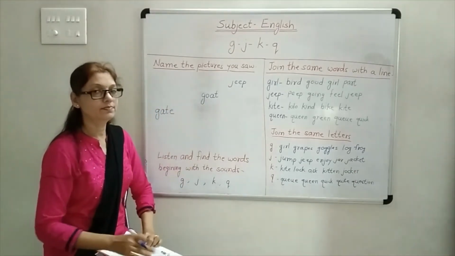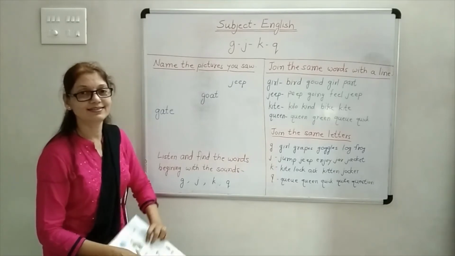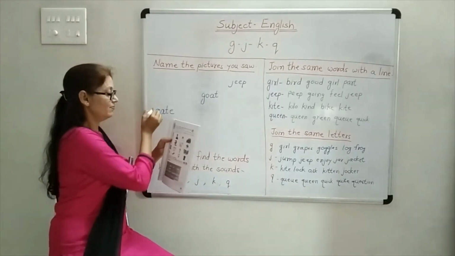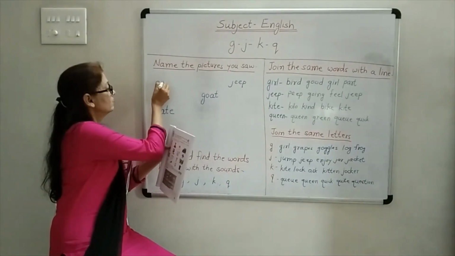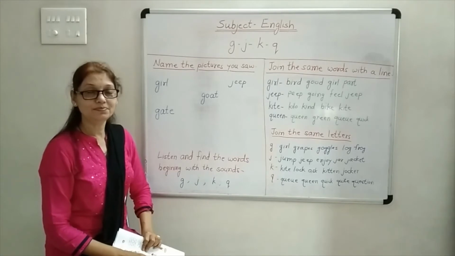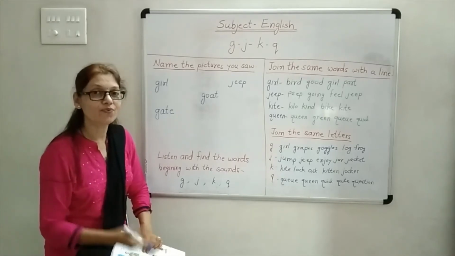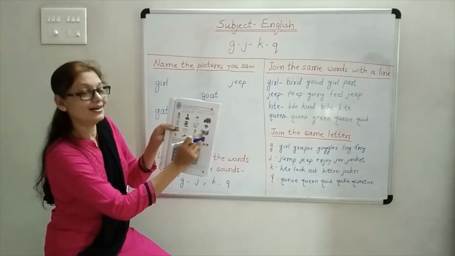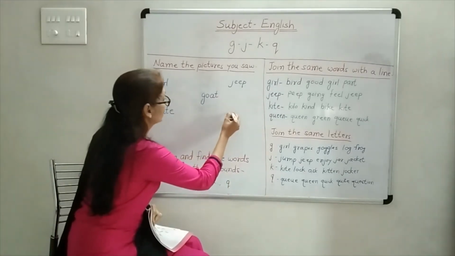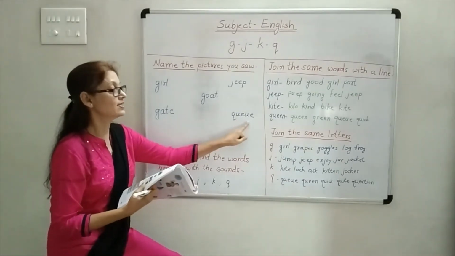Now I'll say girl. Where is a girl? Yes, this is a girl. Now I'll say Q. Find Q in your book. Where is Q? Yes, this is a Q. Q म्हणजे old. Q. Line. What is this? Q.